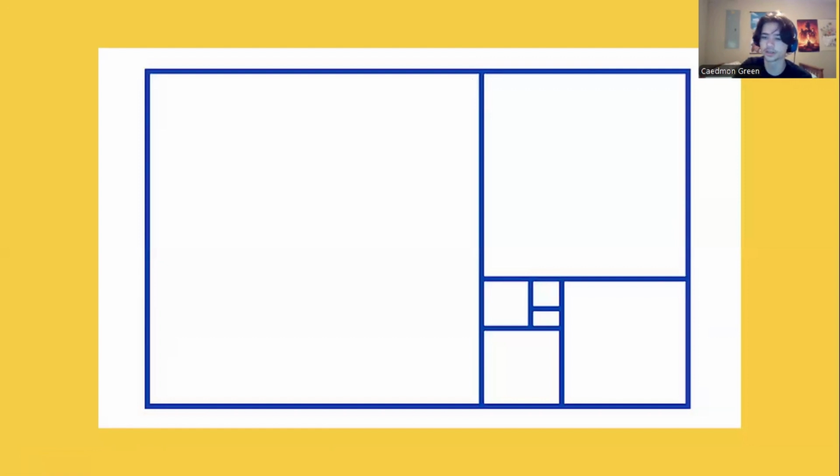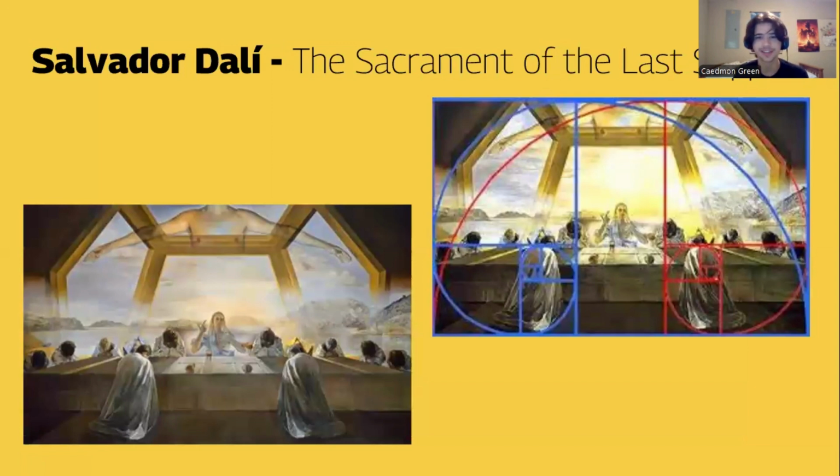And if we're getting into art, I've got some examples. Here's Salvador Dali's The Sacrament of the Last Supper. This is a pretty infamous example of the golden ratio being used in art. Obviously, this piece is very inspired by it. It's got some geometric shapes and everything, but we have the original image over on the left, and then we have the image on the right. It has the golden ratio overlaid onto it.